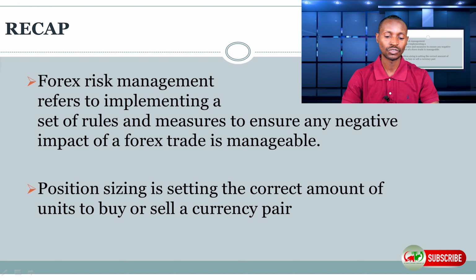We have learned also position sizing, where we have seen that position sizing is just setting the correct amount of units you want to buy or sell of a currency pair, to reflect the maximum risk you believe you will encounter for this particular trade. This is what we learned in our previous lessons, and if you do not remember that, you can go to the link on top of your screen to remind yourself what we learned in this course.